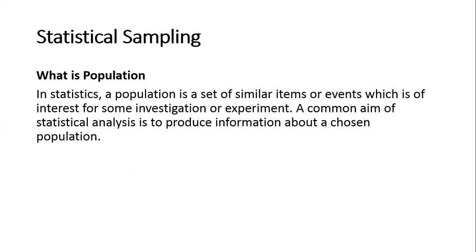What is population? In stats, population is a set of similar items or events which is of interest for some investigation or experiment. A common aim of statistical analysis is to produce information about a chosen population. So that's it. A population is a set of similar items or events which is of interest for some investigation or experiment.